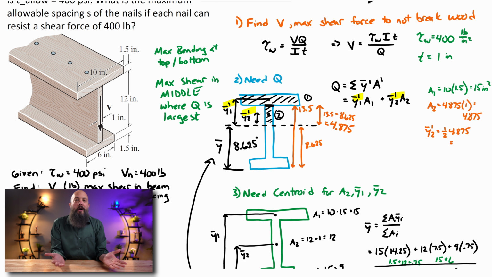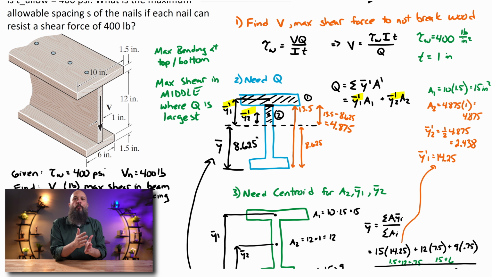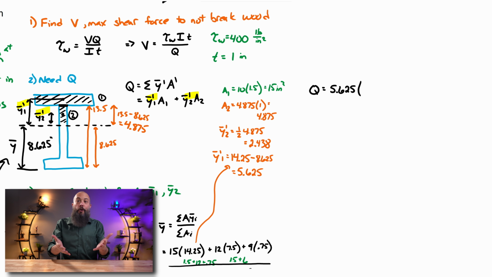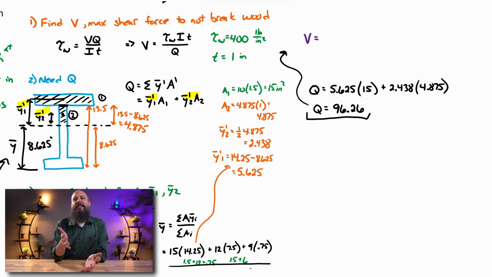Y bar prime 1 is going to be from 14.25, the height of the center of the top rectangle, minus the height of the centroid, 8.625. We get 5.6. This is the Y bar prime 1. So we solve for Q by multiplying area times distance, adding them together, 96.26, and I did not add units here, but that should be inches cubed.